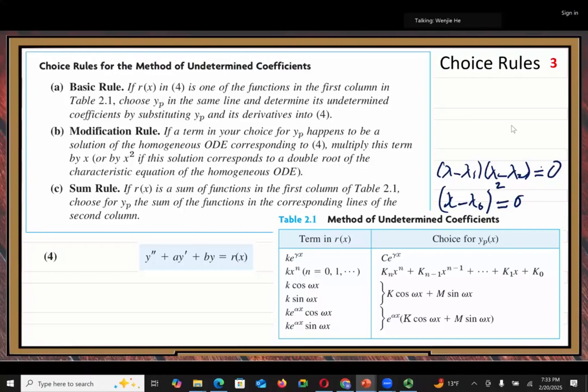Next, we need to understand this rule. I will use two examples to show you, one double root, one single root, so you can get a feel for it.